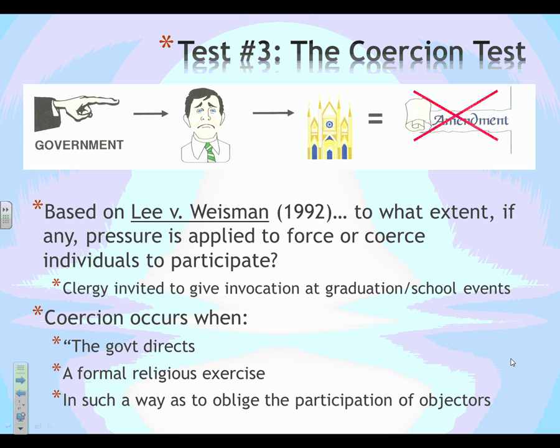But somebody complained and said, hey, we don't like that there's a clergyman giving this prayer at our graduation. And the Supreme Court, I didn't have this one covered up, so as you already can tell, the Supreme Court ruled that was unconstitutional, and it created the third test called the coercion test. And the language of the Supreme Court is here. The coercion occurs when the government directs a formal religious exercise, in this case a prayer, in such a way as to oblige the participation of objectors.